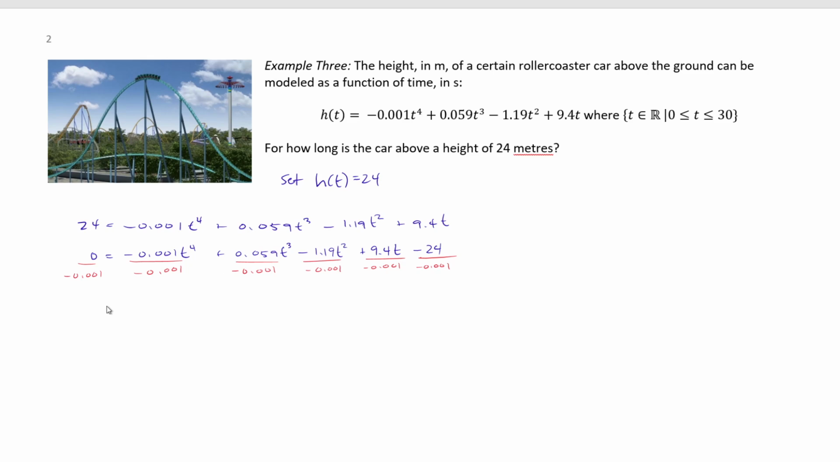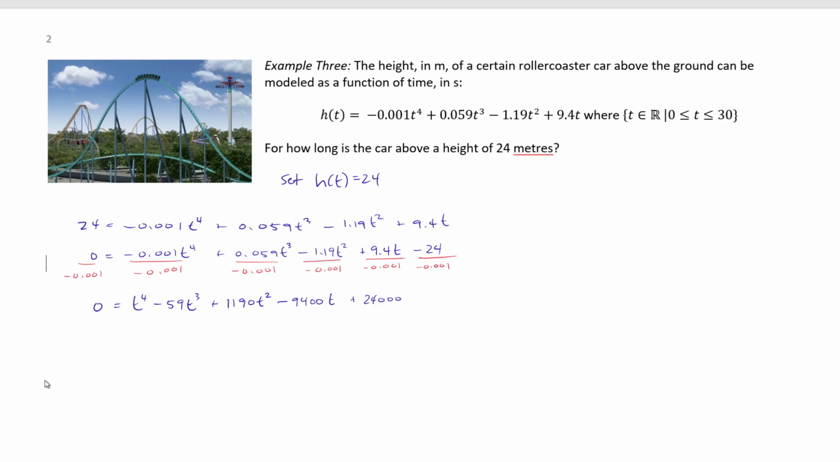So I get 0 is equal to t to the power 4, minus 59t cubed plus 1190 t squared minus 9,400 t plus 24,000. All right. So right here I have a quartic.